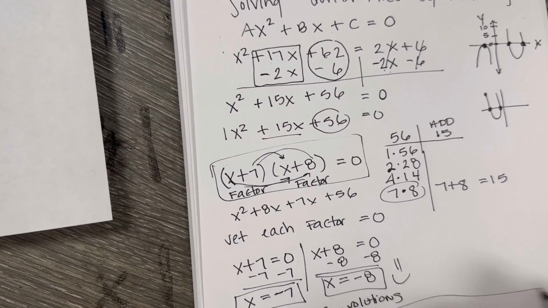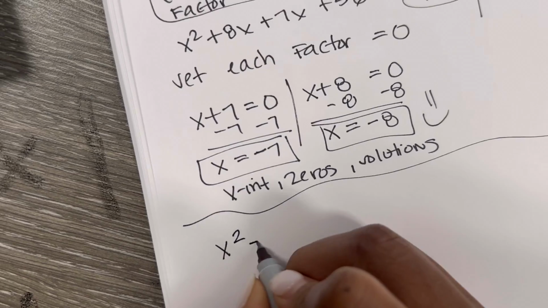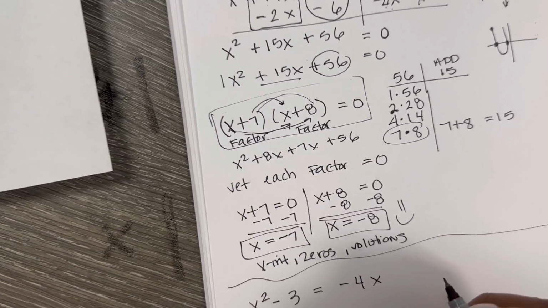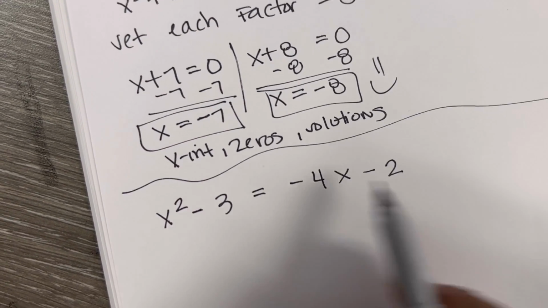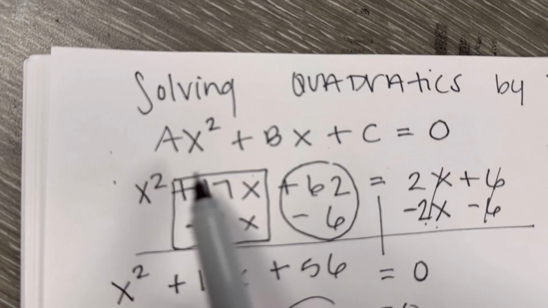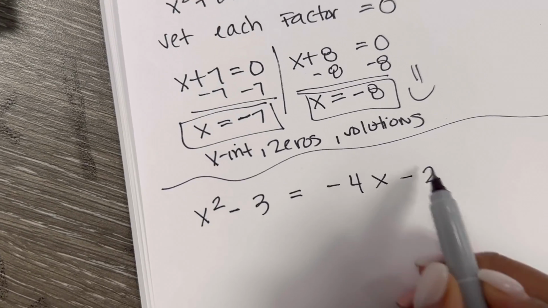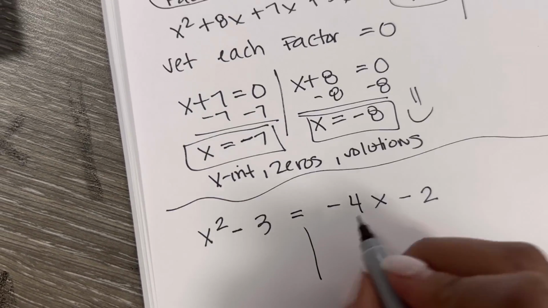I'll give you another example. Say you have instead x squared minus 3 equals negative 4x minus 2. It doesn't matter, right? You cannot solve this easily in this format. It has to be where the equation's set to equal 0. Is this equal to 0? No, it's not. So draw a line down if you like.